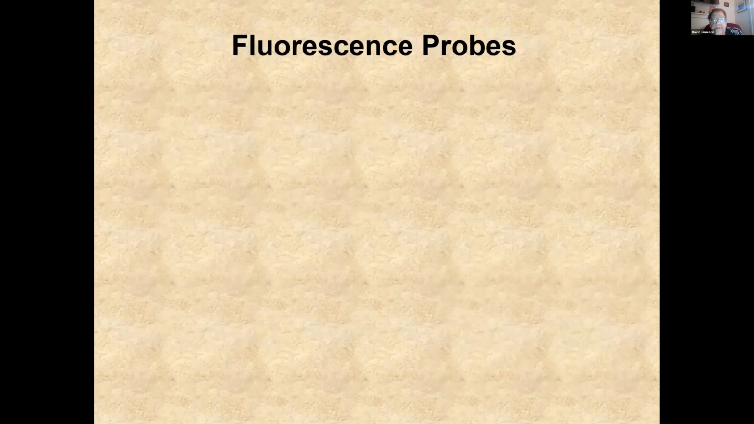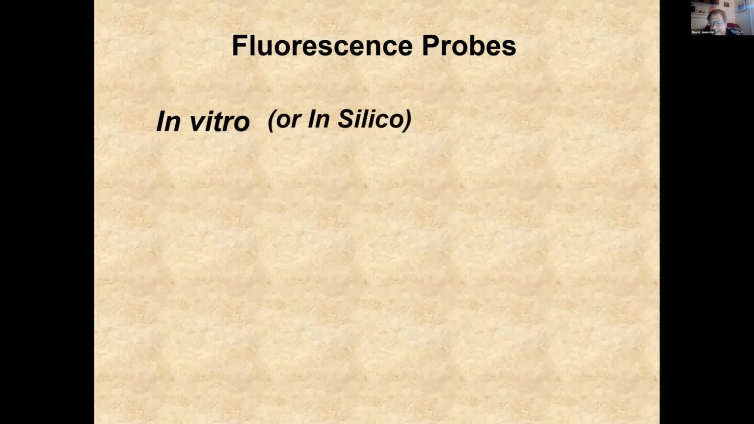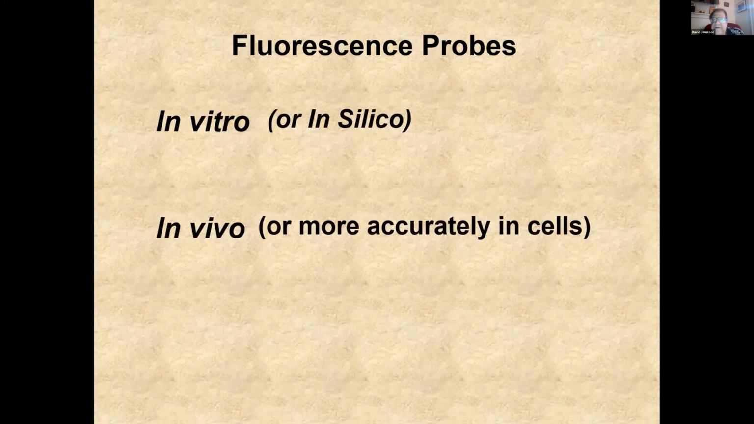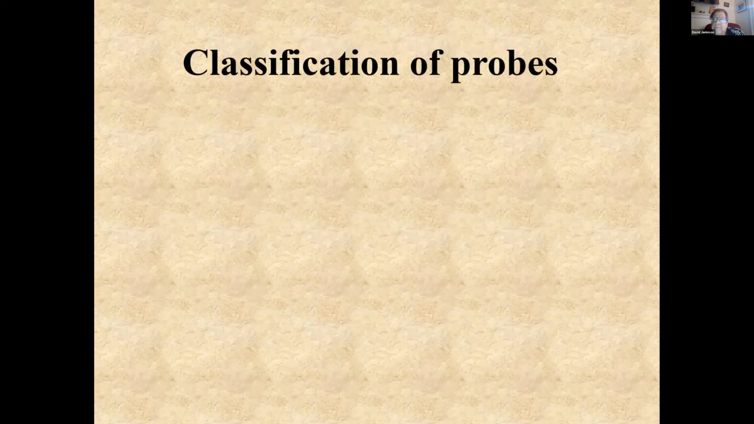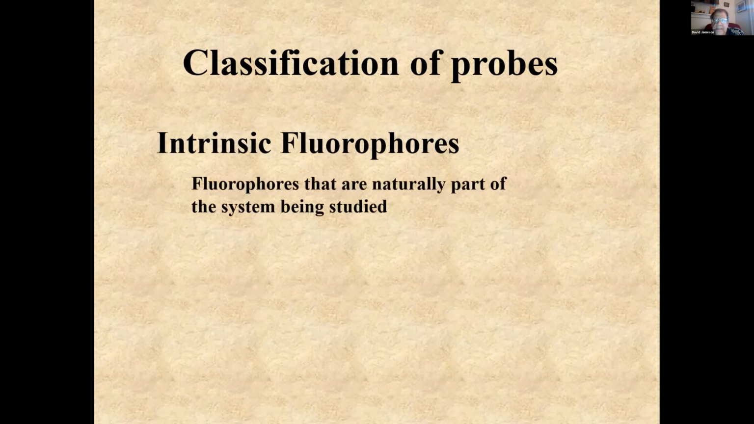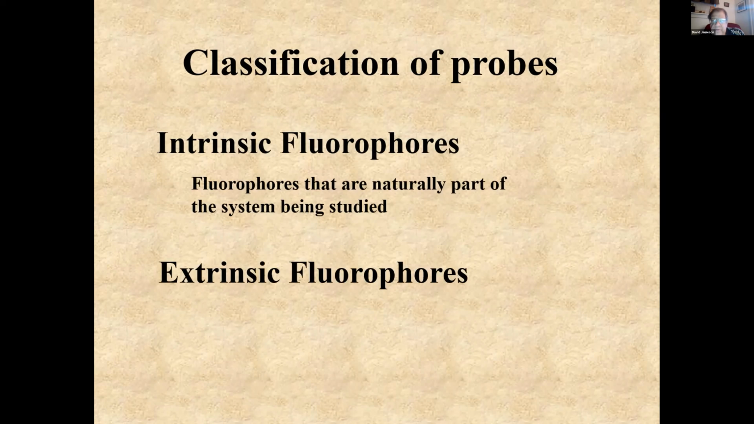Now, let me talk in the remaining 10, 15 minutes about fluorescent probes, because obviously none of this will work unless we have fluorescent molecules. We can talk about in vitro or in silico probes, and in vivo, molecularly in cells. Probes can be classified as intrinsic fluorophores, that is, fluorophores that are naturally part of the system being studied, or extrinsic fluorophores that are introduced.